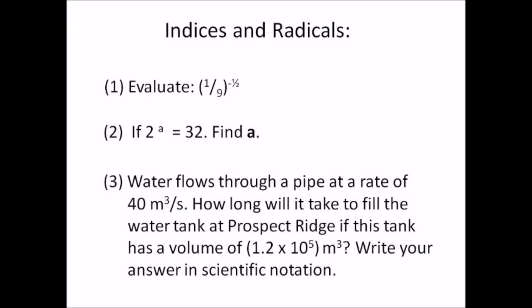Remember, for number 1, you have a negative power. It's a negative exponent, so you have to know what to do to change that to a positive. Number 2 is straightforward. What exponent would you have in order to get 32? Number 3, you have to be doing some division. So get going, guys. Remember your answer in scientific notation for number 3. They don't just want an answer. It must be in scientific notation.